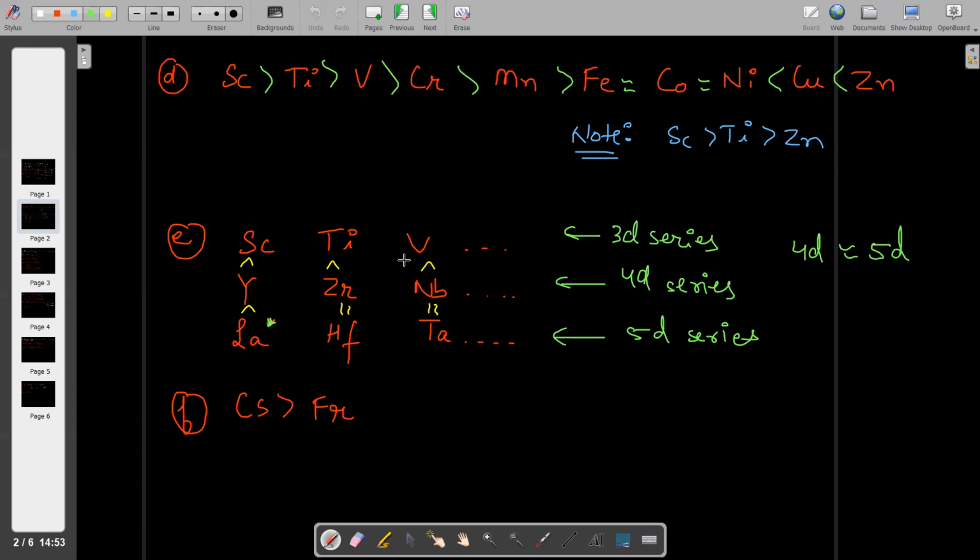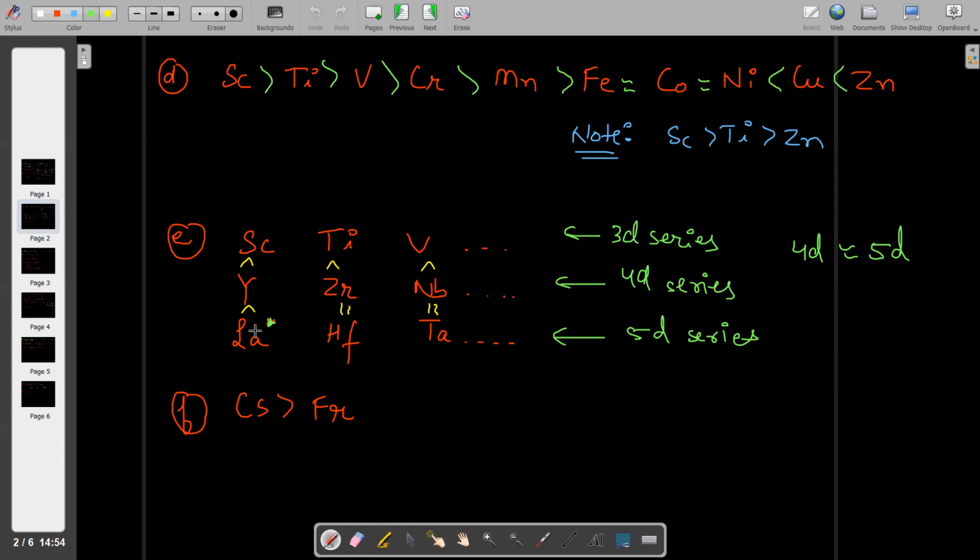Okay, let's understand about the 3d, 4d or 5d series. This scandium, titanium, vanadium series is known as 3d series. Yttrium, zirconium, niobium is known as 4d series. This lanthanum, hafnium is known as 5d series. Now, important thing is that after lanthanum, I have got this star. This star is because after lanthanum, the entry of f block starts. And due to entry of f block, many things vary.